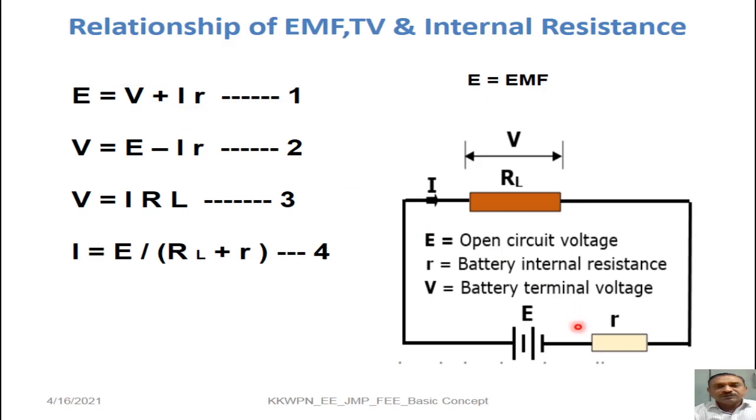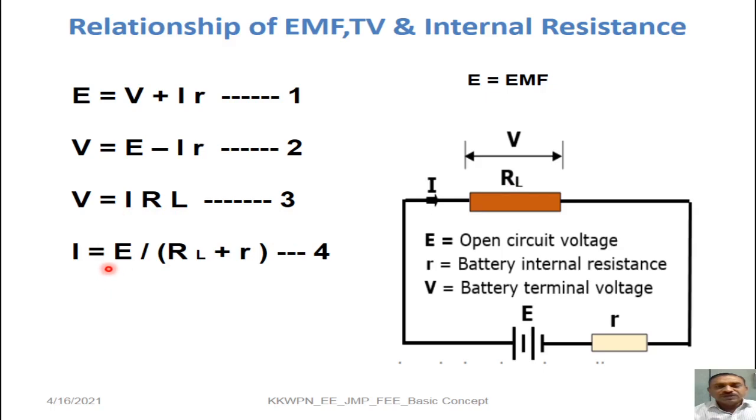You can observe here the terminal voltage is being supplied by the EMF itself. So this E will be equal to V plus I into r, where I is the current supplied by the battery. If you rearrange this equation, then we get terminal voltage equal to EMF minus internal voltage drop. So that is V equal to E minus Ir. The third equation we got is the voltage across the load resistance, which as per Ohm's law will be the current into resistance. So that is I into RL.